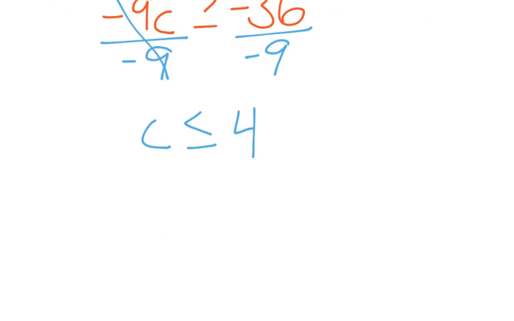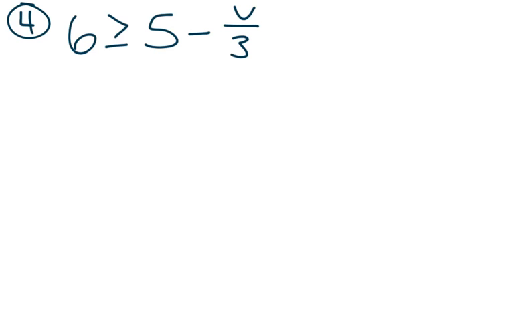Let's try one more. Actually, I'm going to have to change pages. That's the bottom of the page. Number 4. All right, so we have 6 is greater than or equal to 5 minus v over 3.